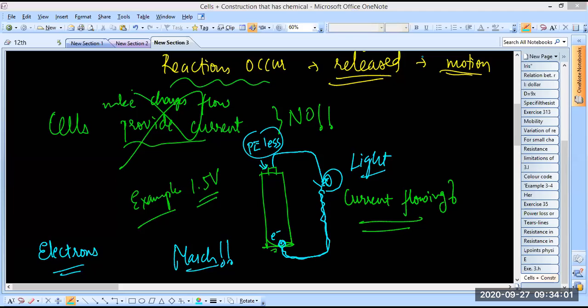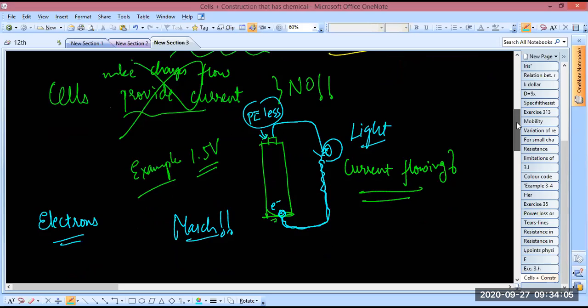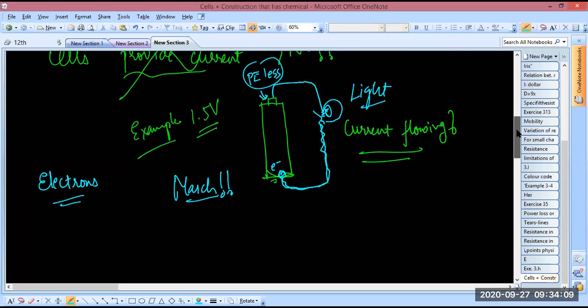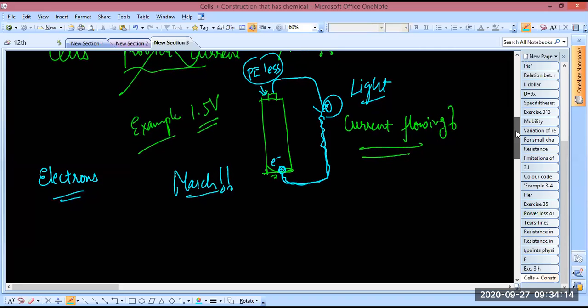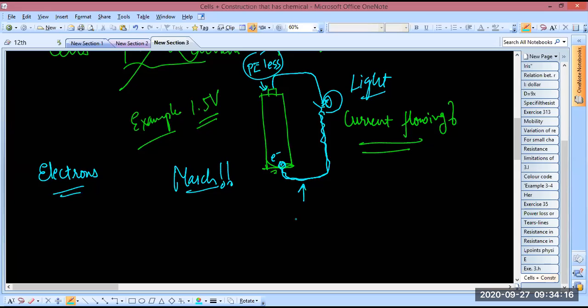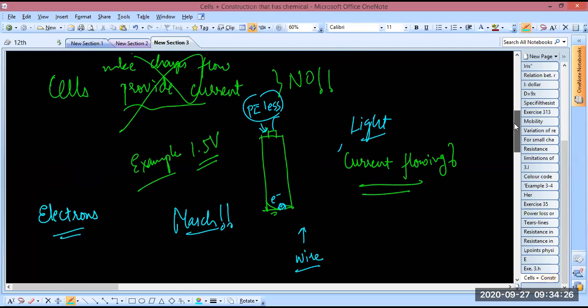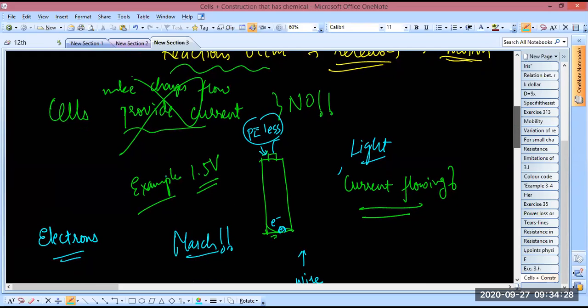Fine. So you should remember that electrons could flow, or charge could flow, because there was a conductor, because there was a wire. They do not flow through just empty air. So the battery, or cell, did not make the charge flow. But yes, the cell has its role. The cell's role was this.